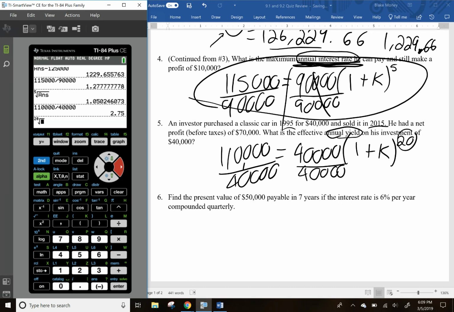All right. 20th root of that answer, that's the 2.75. I'm going to just hit that. I know I could just type it in, but 20th root of that answer is 1.0518.